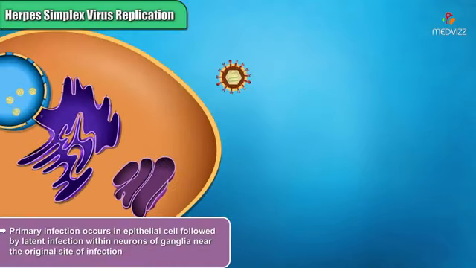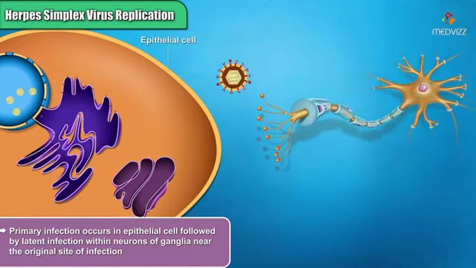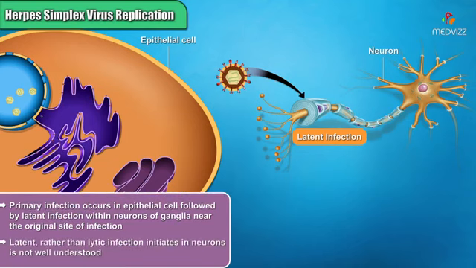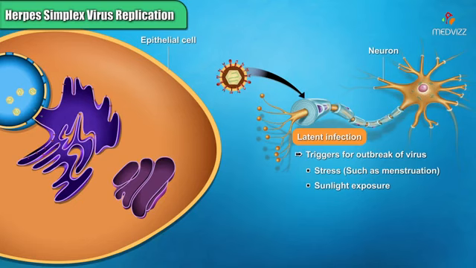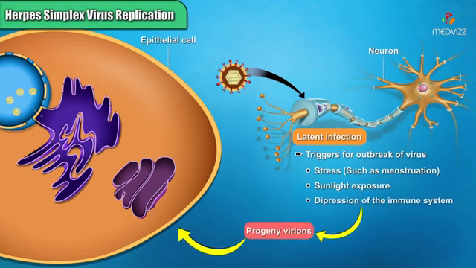The primary infection occurs in epithelial cells, followed by latent infection within neurons of ganglia near the original site of infection. How a latent, rather than lytic, infection initiates in neurons is not well understood. The latent infection of the ganglia later leads to new outbreaks of virus, often triggered by stress, sunlight exposure, or depression of the immune system. Progeny virions travel back to the epithelia, causing lytic infection.